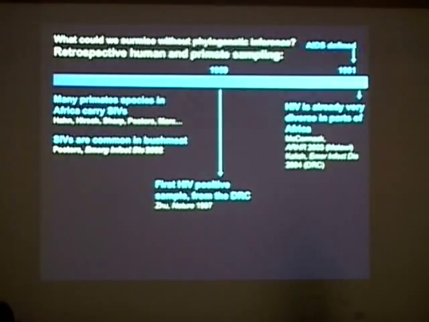And we also learned that many primate species in Africa carry SIVs, which are simian immunodeficiency viruses related to HIV. So every monkey has its own kind. And these SIVs are common in bushmeat. So if you go to the market in parts of Africa where monkeys are eaten, you'll find bushmeat, and the bushmeat will have SIV in it.